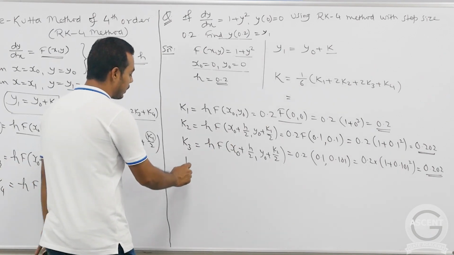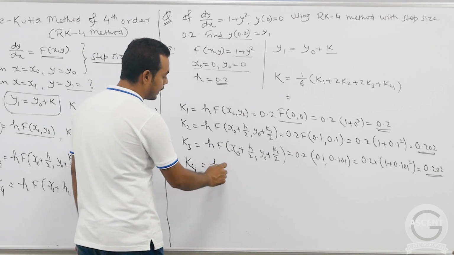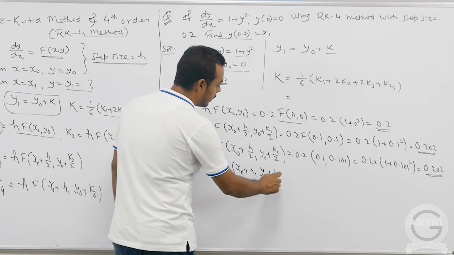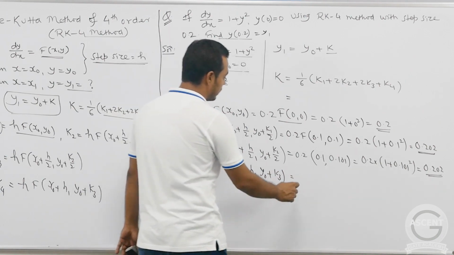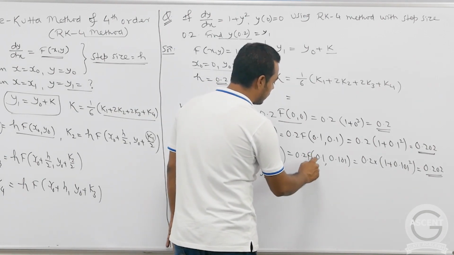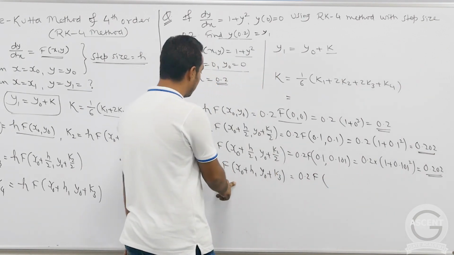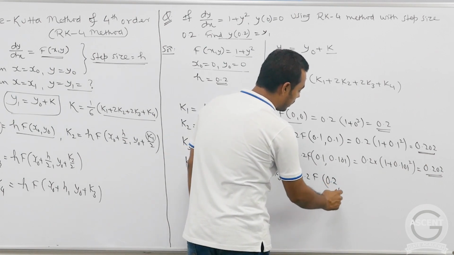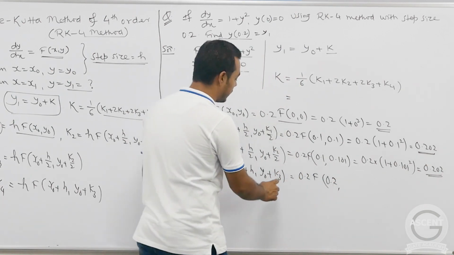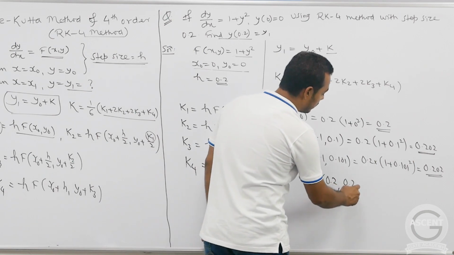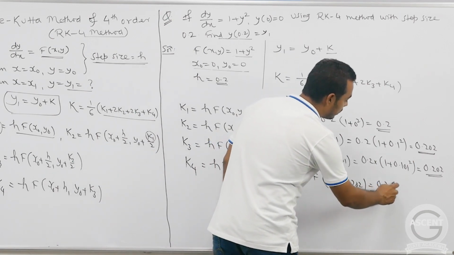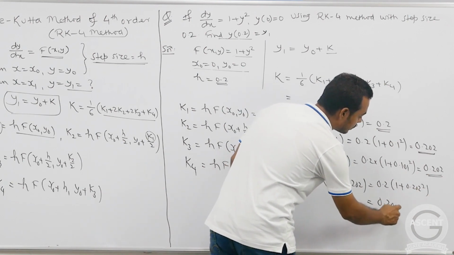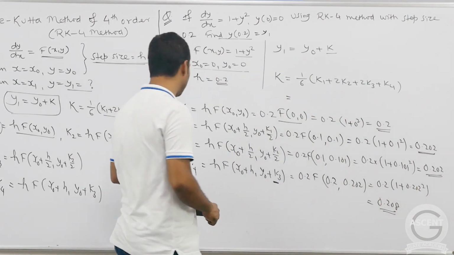Now finally we need to calculate k4. k4 will be h into f of x0 plus h, y0 plus k3. So this will be 0.2 into f of x0 plus h, where x0 is 0, h is 0.2, so this will be 0.2 here, and y0 plus k3. In place of k3 we have 0.202, so this will be 0.2 into 1 plus 0.202 square, so this will be 0.208. So this will be the value of k4.